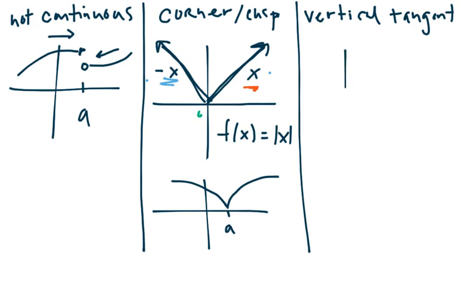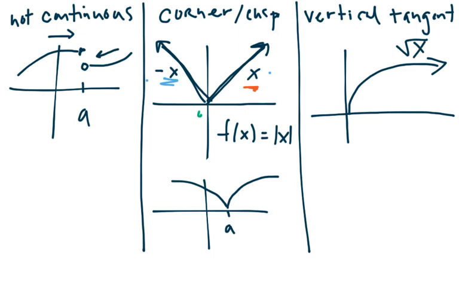So an example of a vertical tangent line would be the function root x. At 0, it turns out that this function has a vertical tangent line. And so it's differentiable everywhere except for 0. Okay, so those are the scenarios where we're not going to have a derivative exist. Obviously, there are lots of different looking functions, but be on the lookout for these types of things.